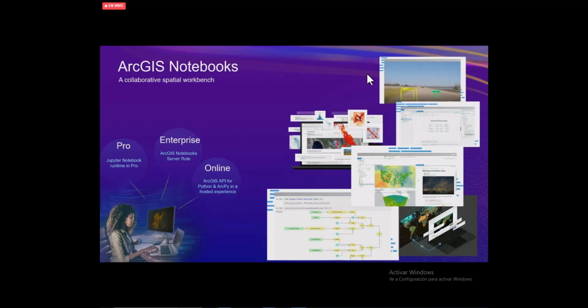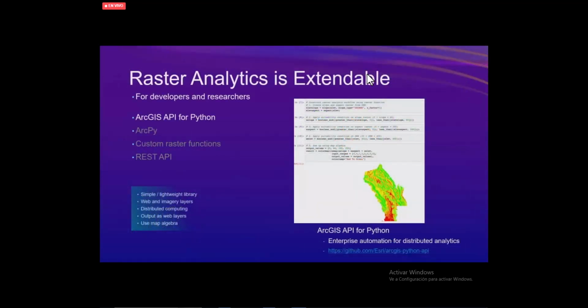Notebooks are available in Pro, Enterprise, and Online in the hosted and the desktop environment. So briefly, the Python API, if you're familiar with that, is really the Python equivalent of being able to work with services-based data. So if you have data in Enterprise or hosted imagery layers or services in ArcGIS Online, this would be that avenue for working with that data.